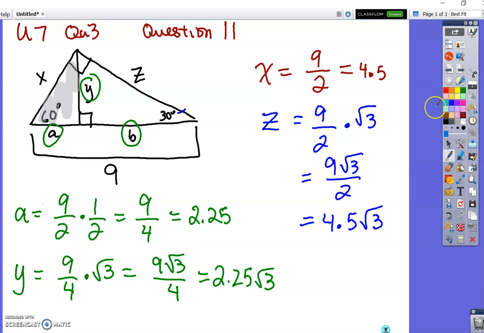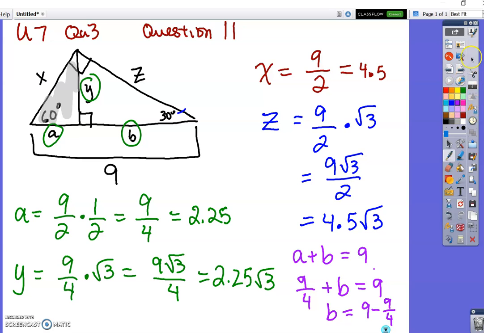If you know a is 9 over 4, and we know a plus b is 9, a plus b is 9, and a is 9 over 4, then b is 9 minus 9 over 4, which is a little annoying to do without a calculator. And you can, of course, use a calculator, but then you have to turn it back into a fraction, because I think it wants fractions, like I said, for answers.